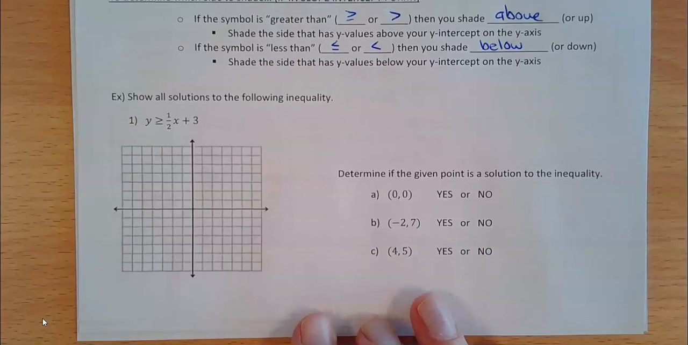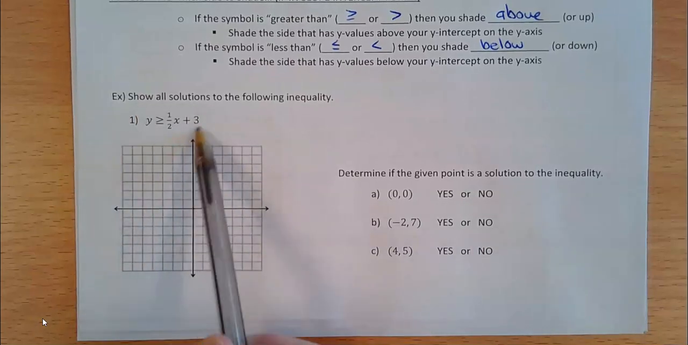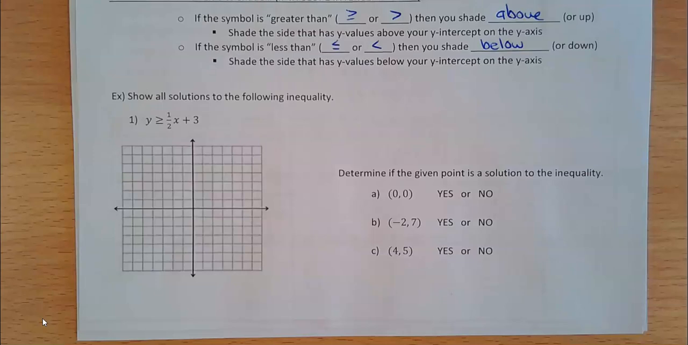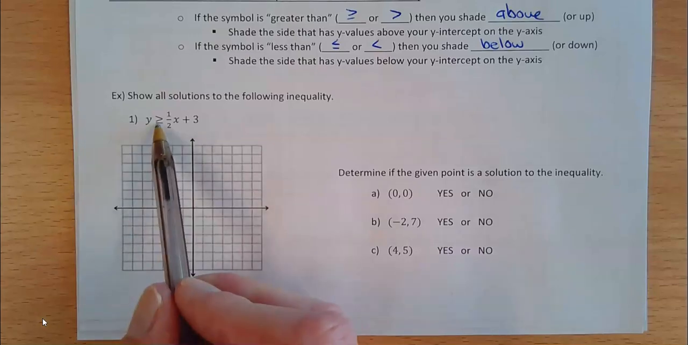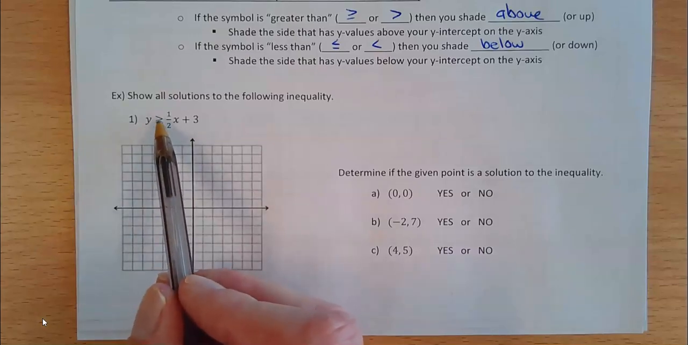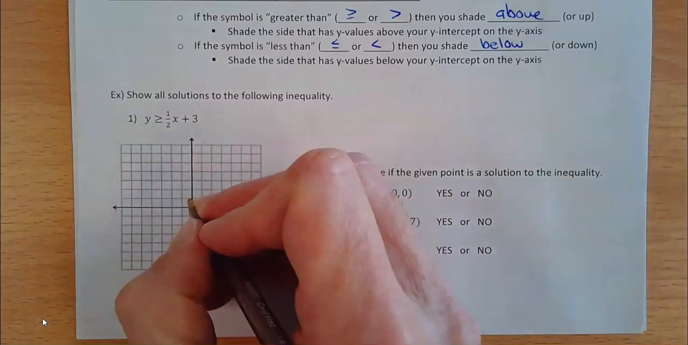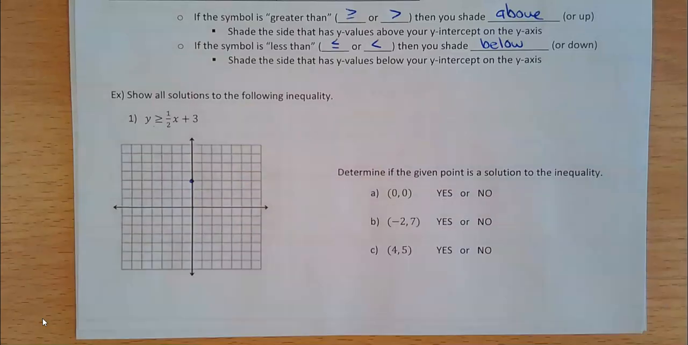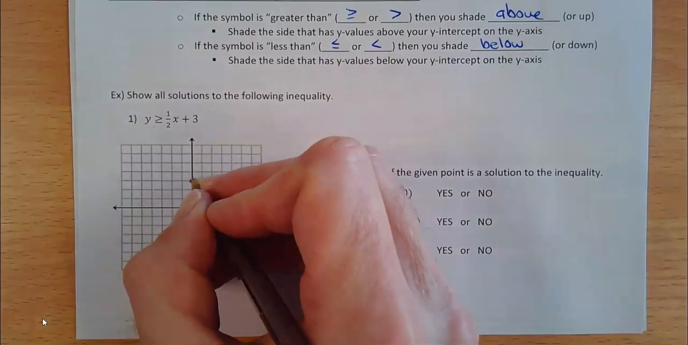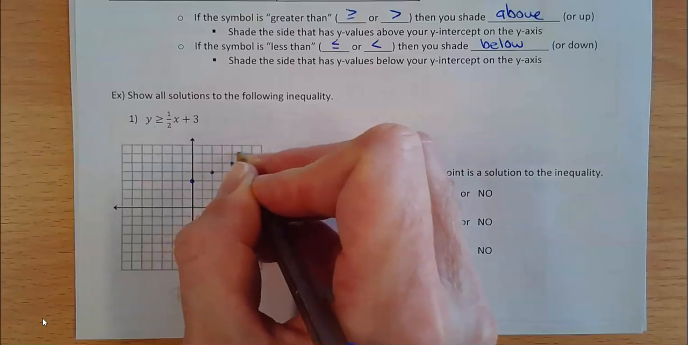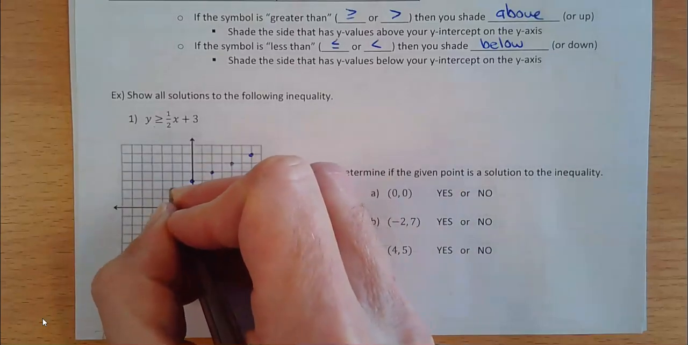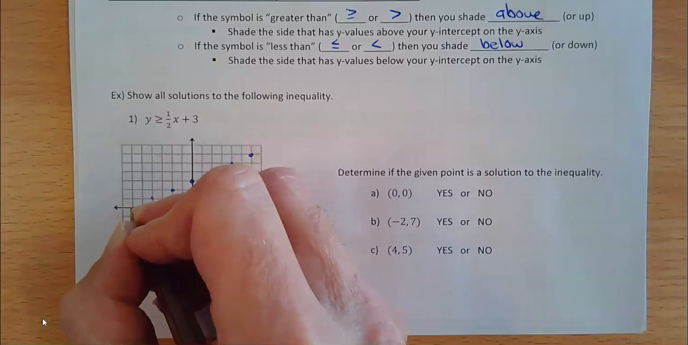Let's try one of these guys. So this is our inequality: y is greater than or equal to 1/2 x plus 3. First, just pretend it's like yesterday. Ignore the fact that it says greater than. Act like it says equal to and plot some points. Yesterday we had the plus 3, that means go up 3. Put a point. And then the slope of 1/2. From this point, I'm going to go up 1, right 2. You can also go down 1, left 2 to continue going the other direction.